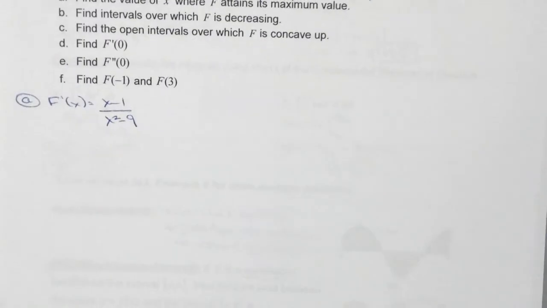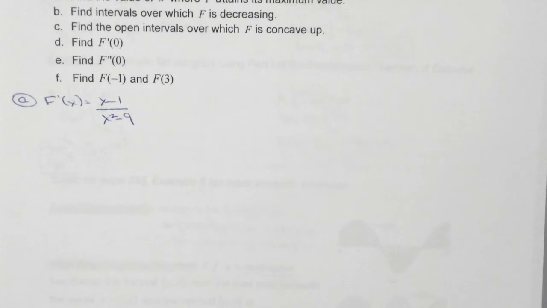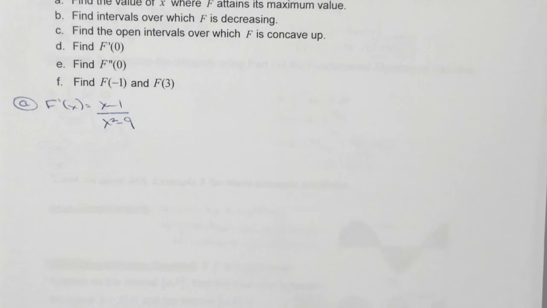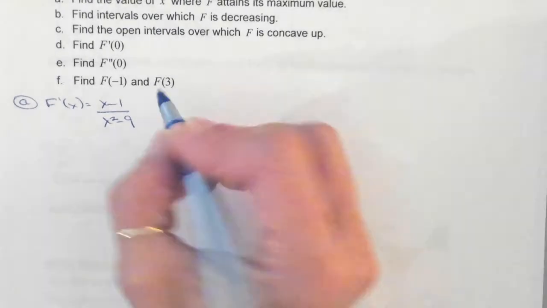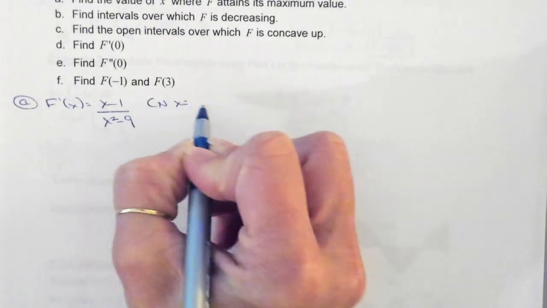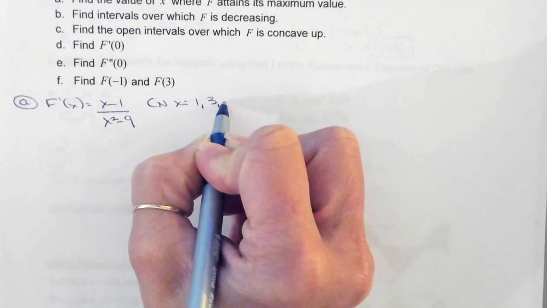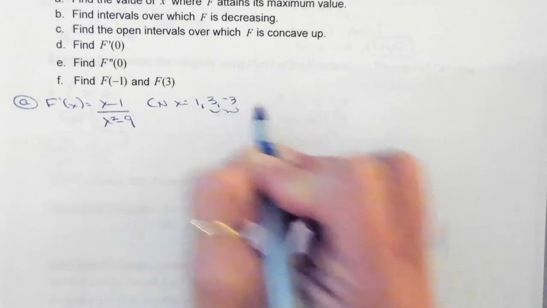Now, I have a rational function. What do I do to find mins and maxes? What am I looking at? Oh, critical numbers. How do I find critical numbers here? Yep, set the numerator and denominator equal to 0. So that means I have critical numbers where x is equal to what? 1, 3, negative 3. Can you tell me something about these two specifically?